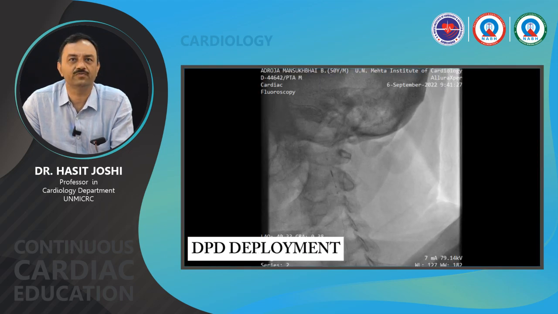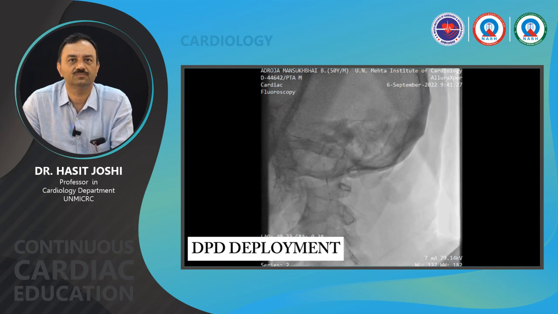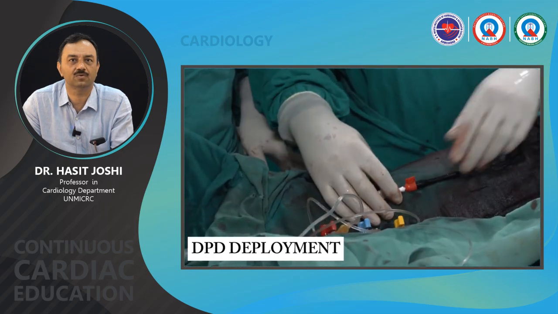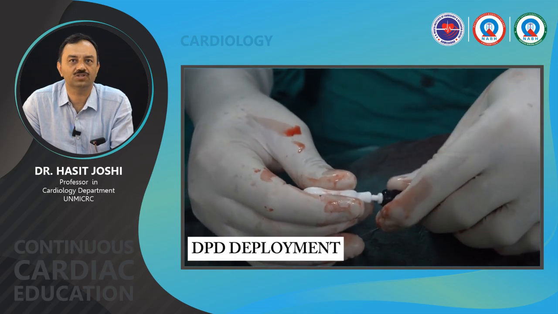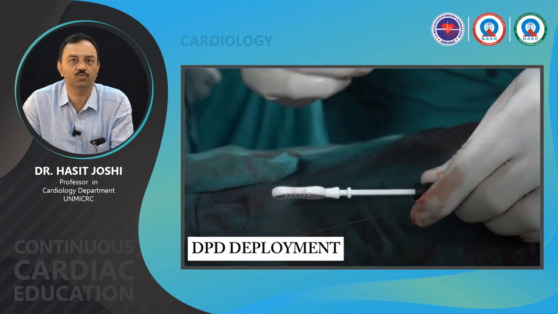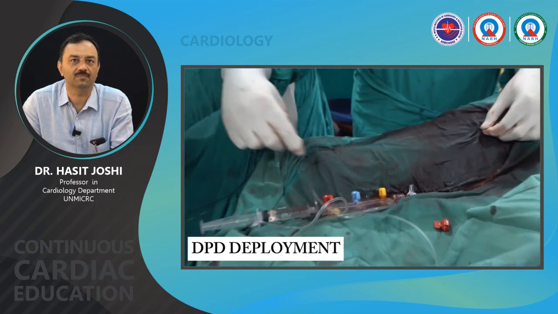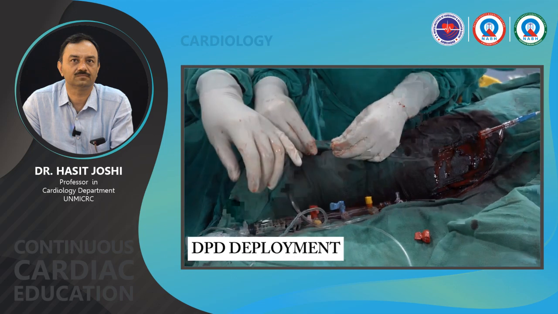This is deployment of the EmboShield. And this is how EmboShield is deployed. Remove the black portion, pull back the white portion, and your EmboShield would be deployed. Then remove the catheter.